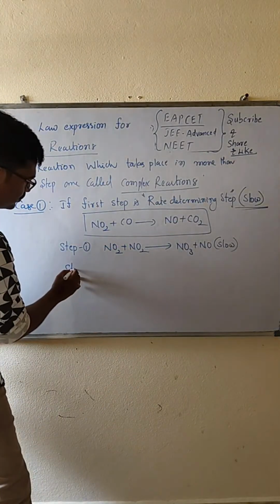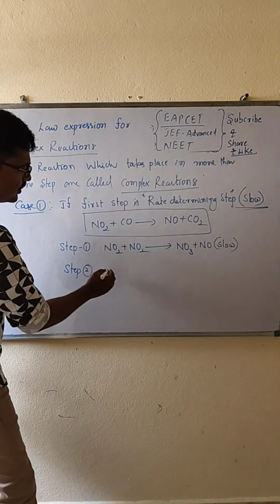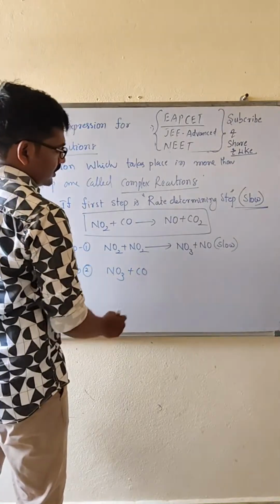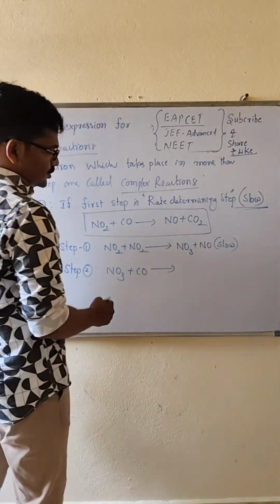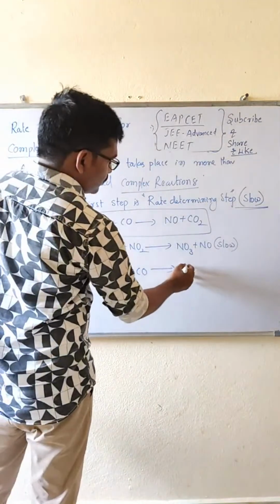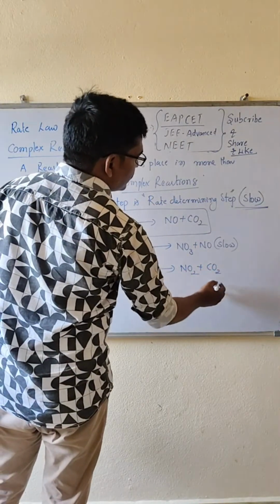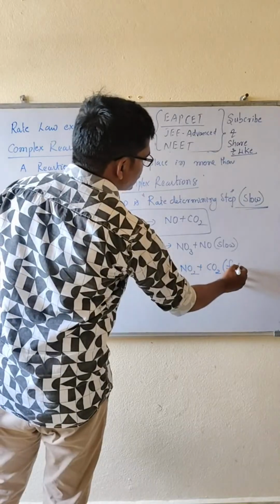Then step 2, that is NO3 plus CO gives rise to NO2 plus CO2. This is a fast step. They are mentioned as the fast step.